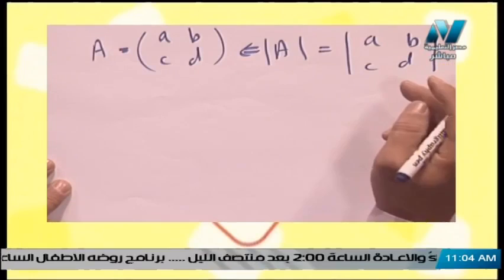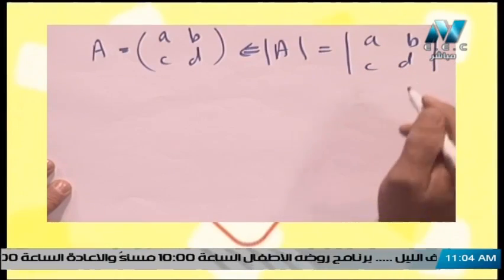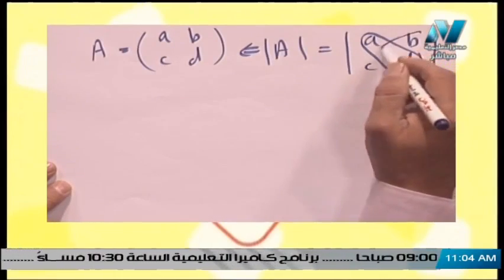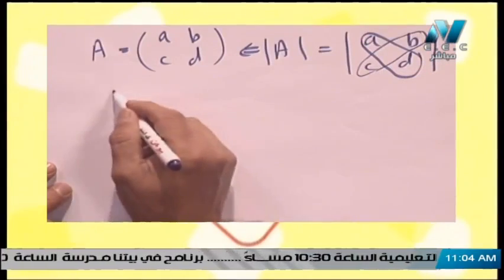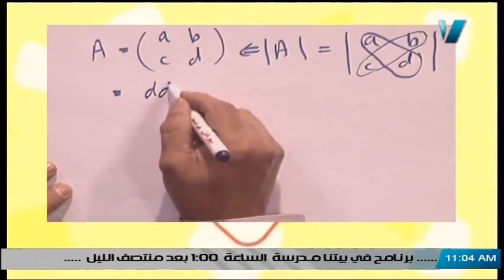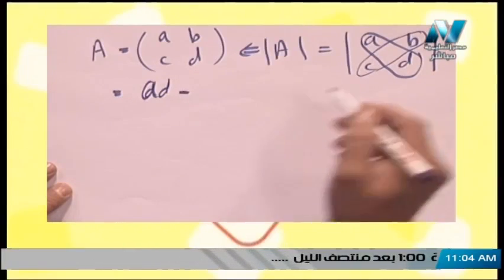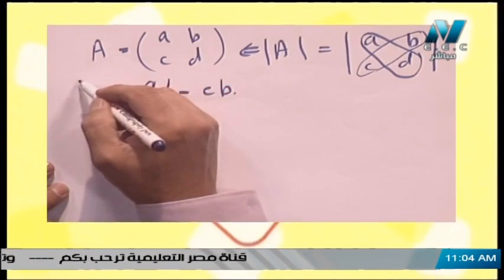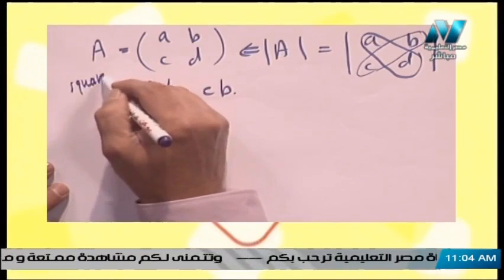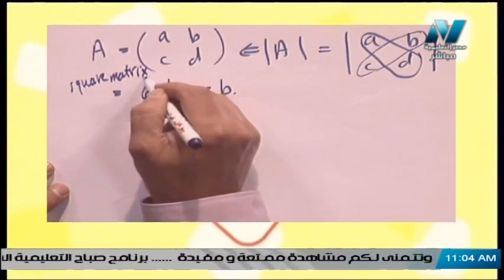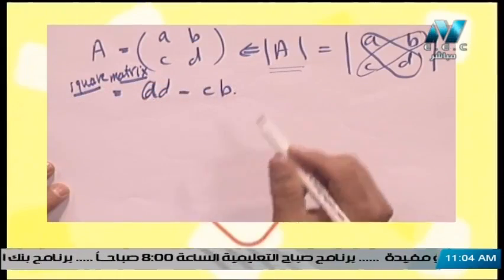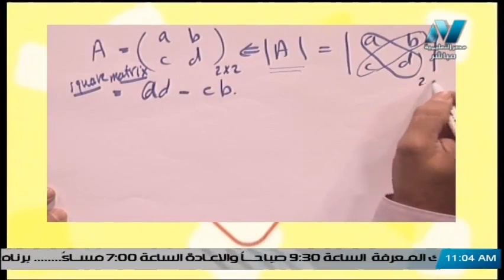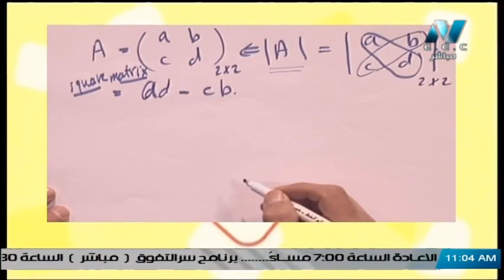To find the value of this determinant, we multiply the principal diagonal minus the other diagonal, equals A times D, equals AD, minus C times B, equals CB. So a square matrix can be converted into a determinant. It's now a 2 by 2 matrix, and this determinant is a 2 by 2 or second degree determinant.